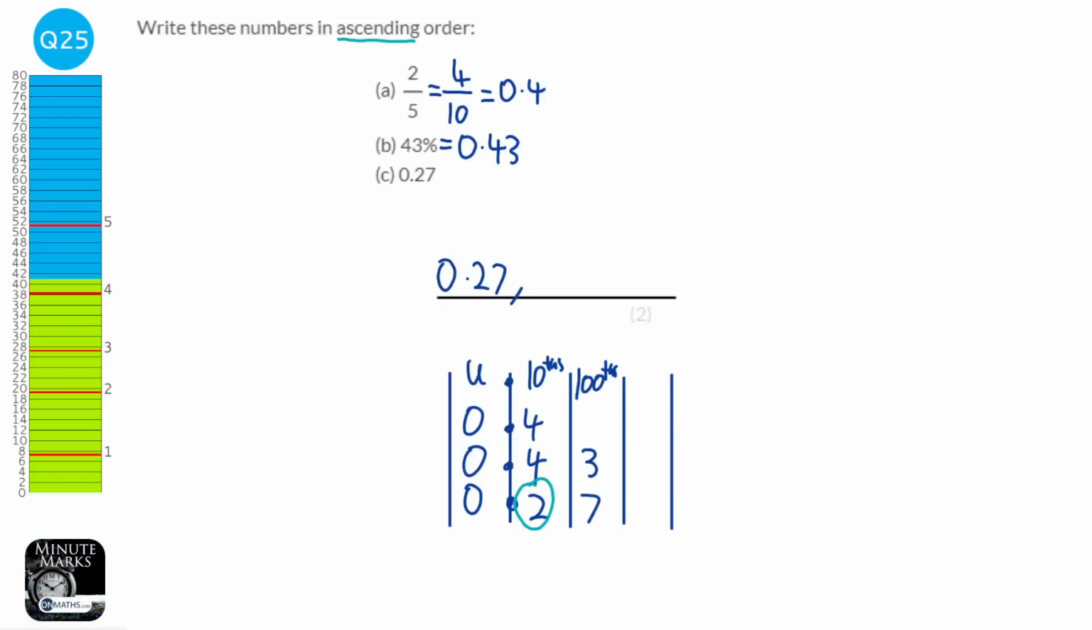Now the next two are equal, so we look at the hundredths, and this technically has a 0 there, so 0 is the next smallest. Now 0.40 was 2/5, so make sure you have the original fraction in and not 0.4. And then the largest one is the 0.43, which was 43%.